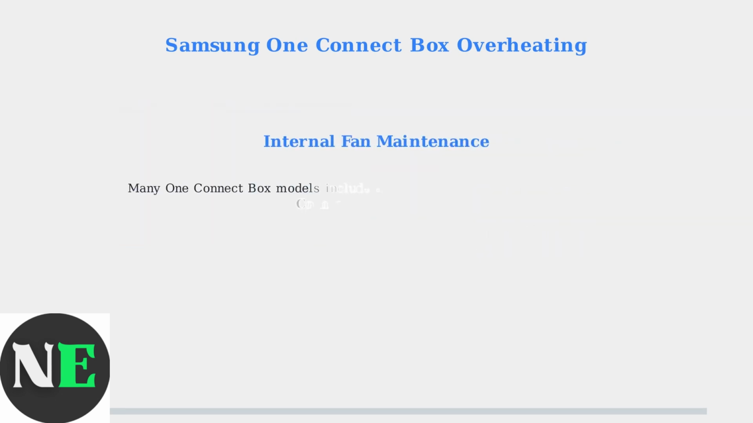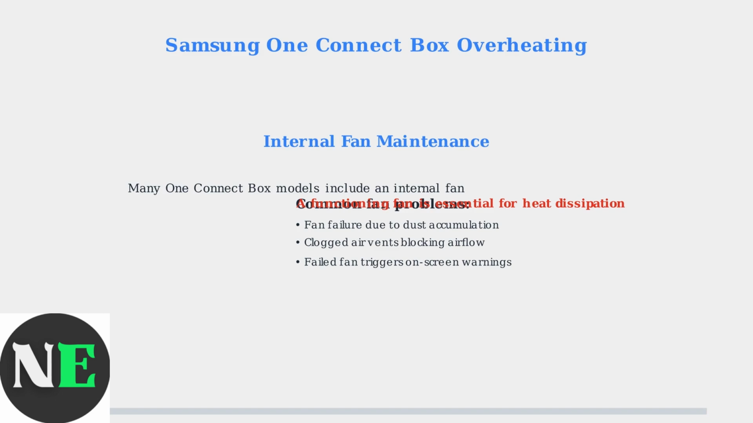Some One Connect box models include an internal fan for cooling. This fan can fail or become clogged with dust over time, leading to overheating. A failed fan may trigger on-screen warnings and cause the TV to shut down for protection.